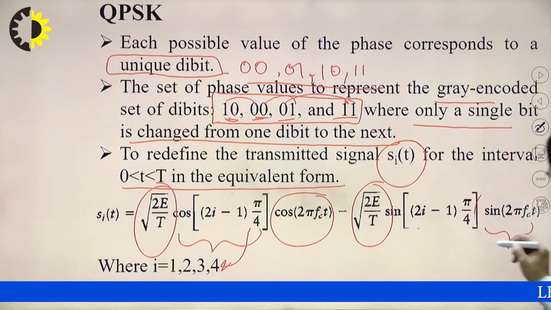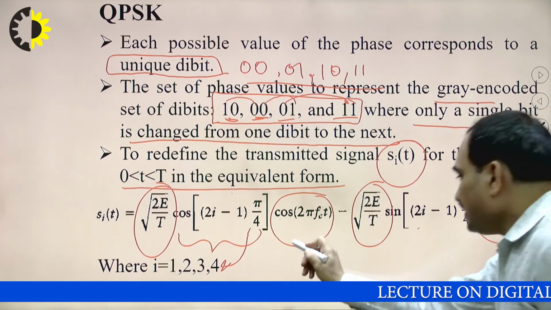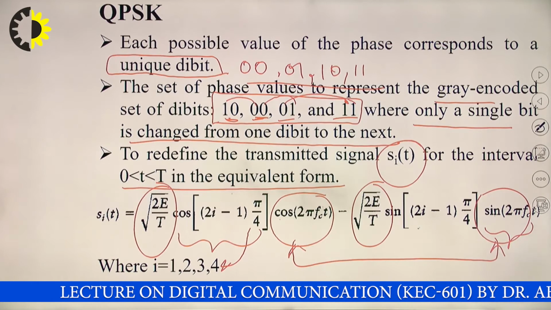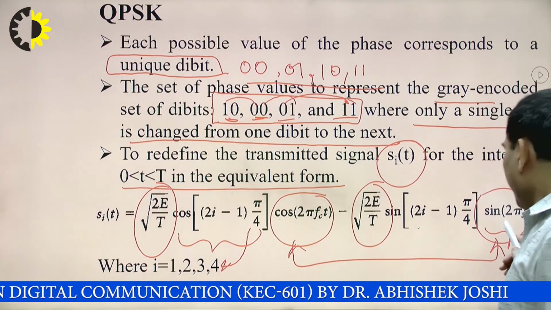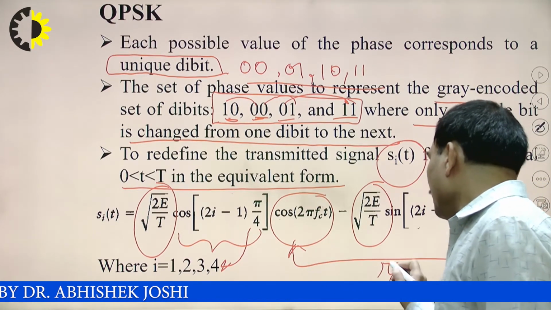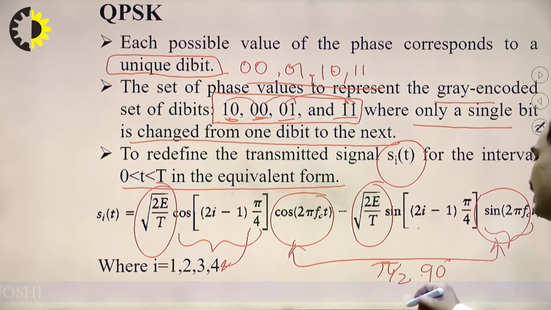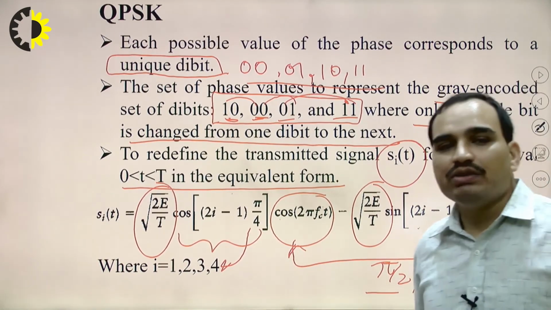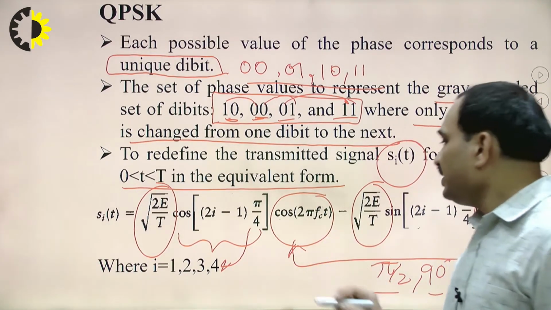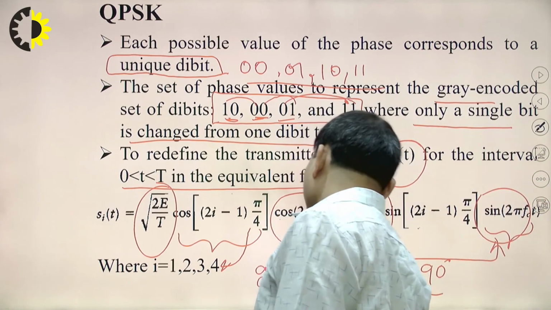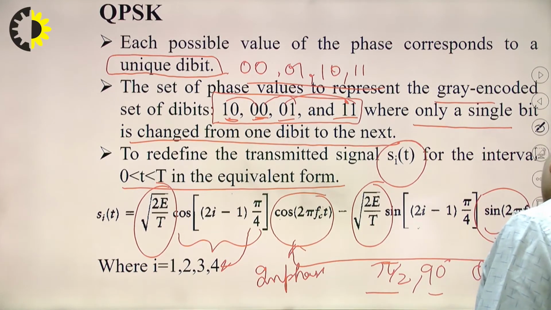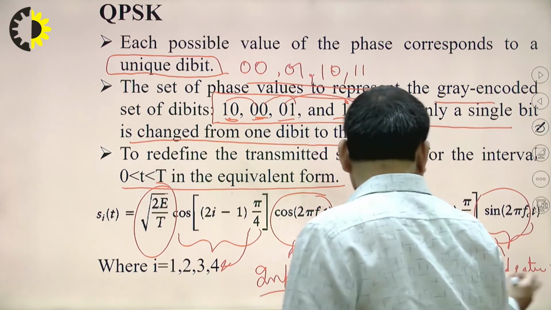Here we have to analyze that these two are different functions, the cos and the sine function. And we know that the cos function and sine function are separated by 90 degrees, or π/2. So we can use the cos function and the sine function to define the in-phase and quadrature phase signals.